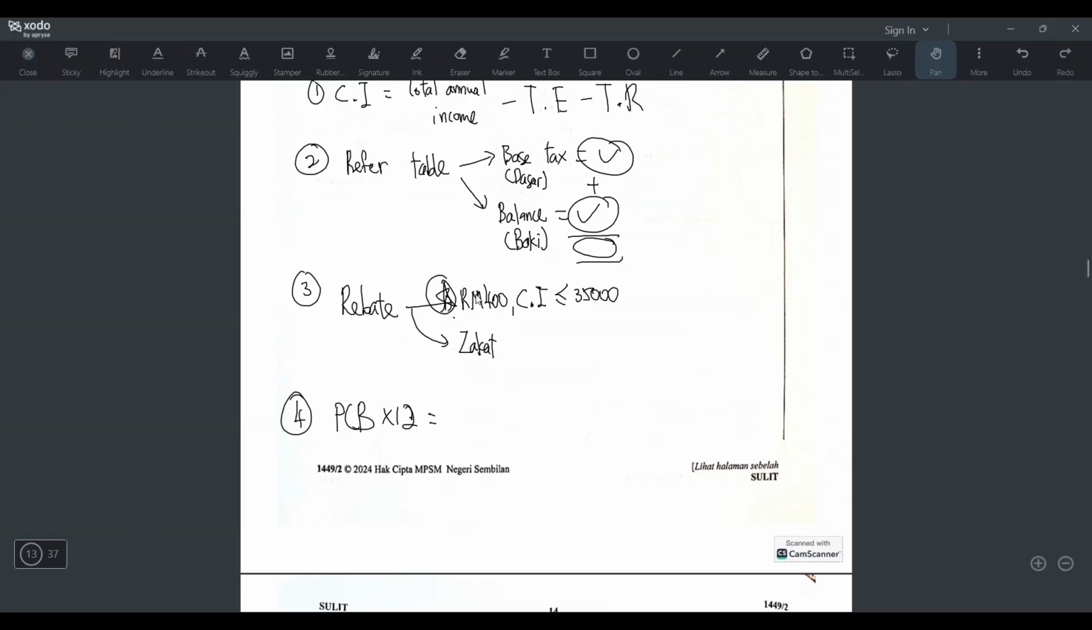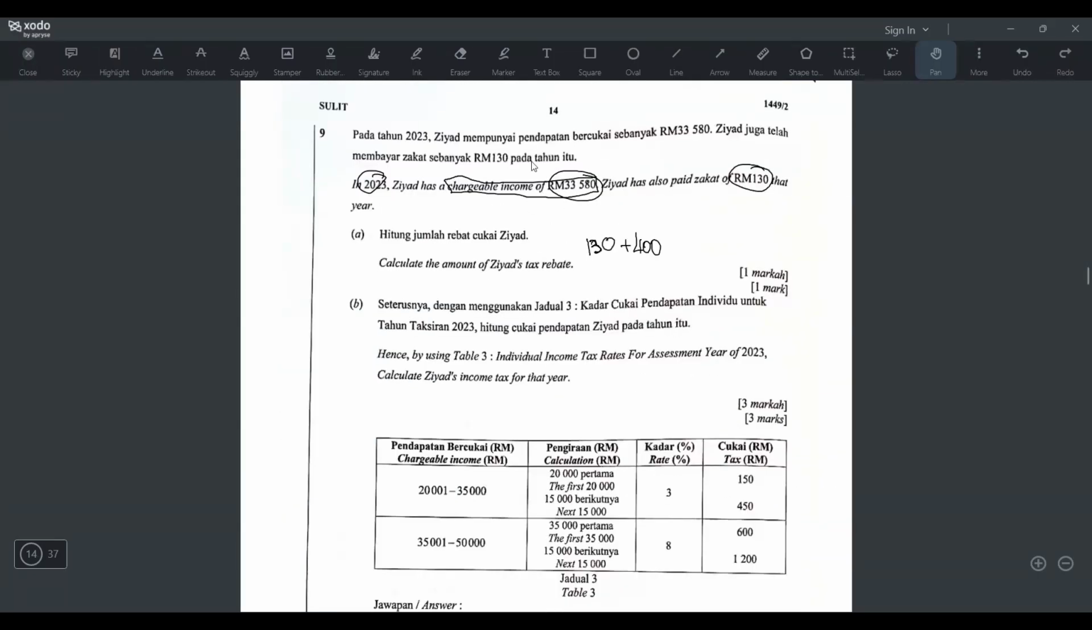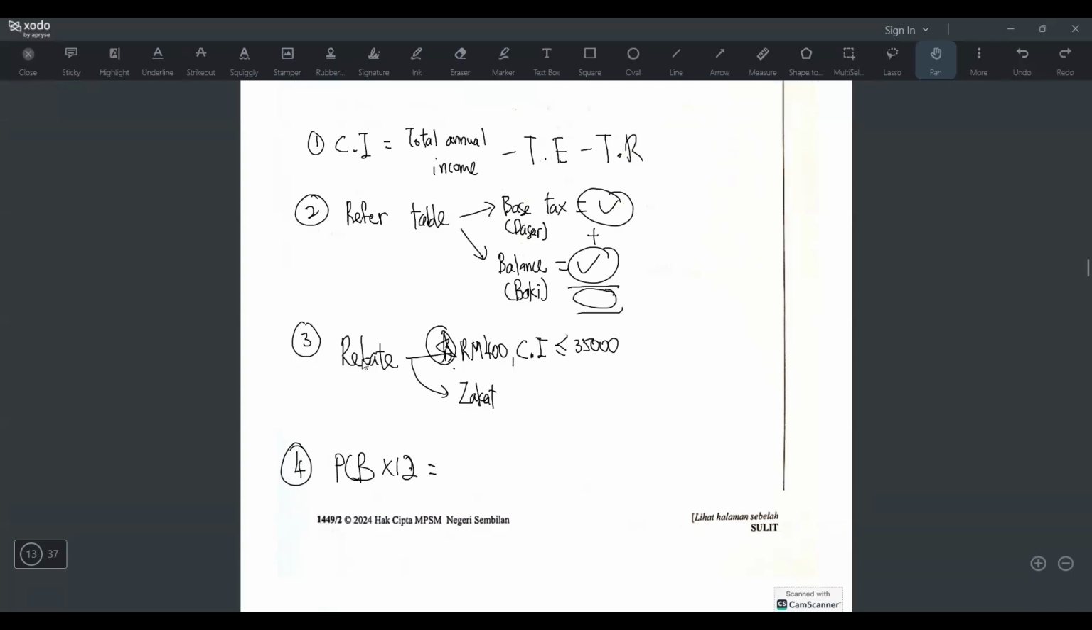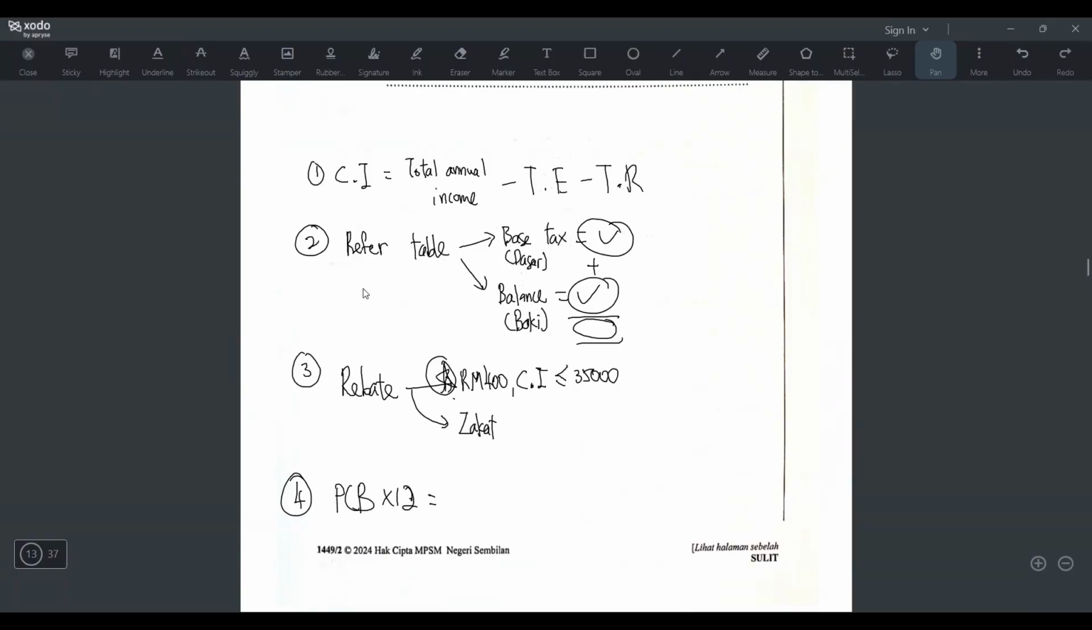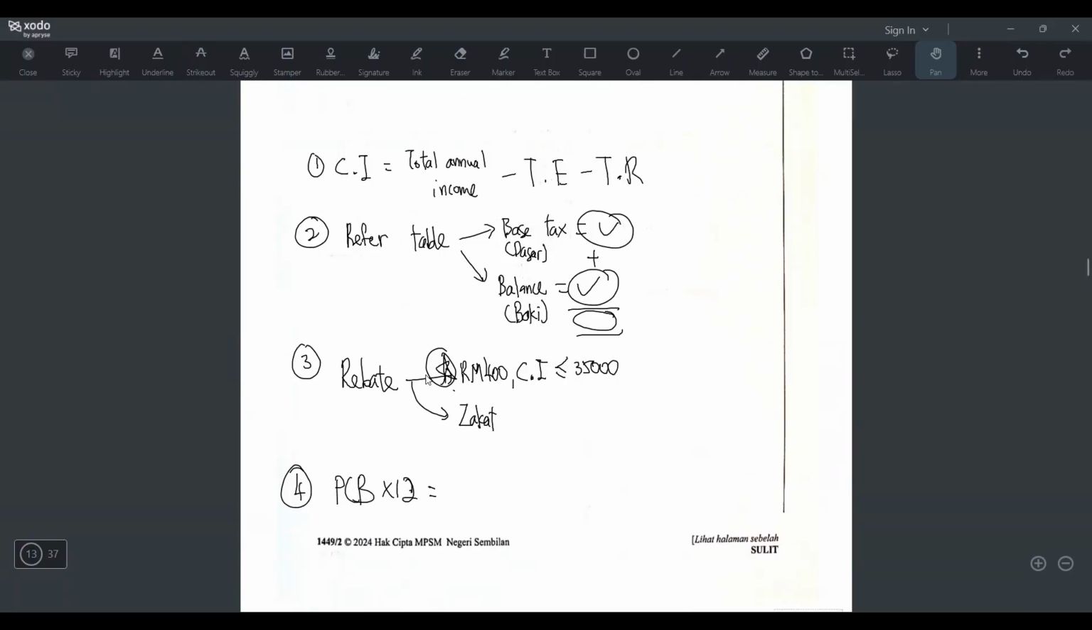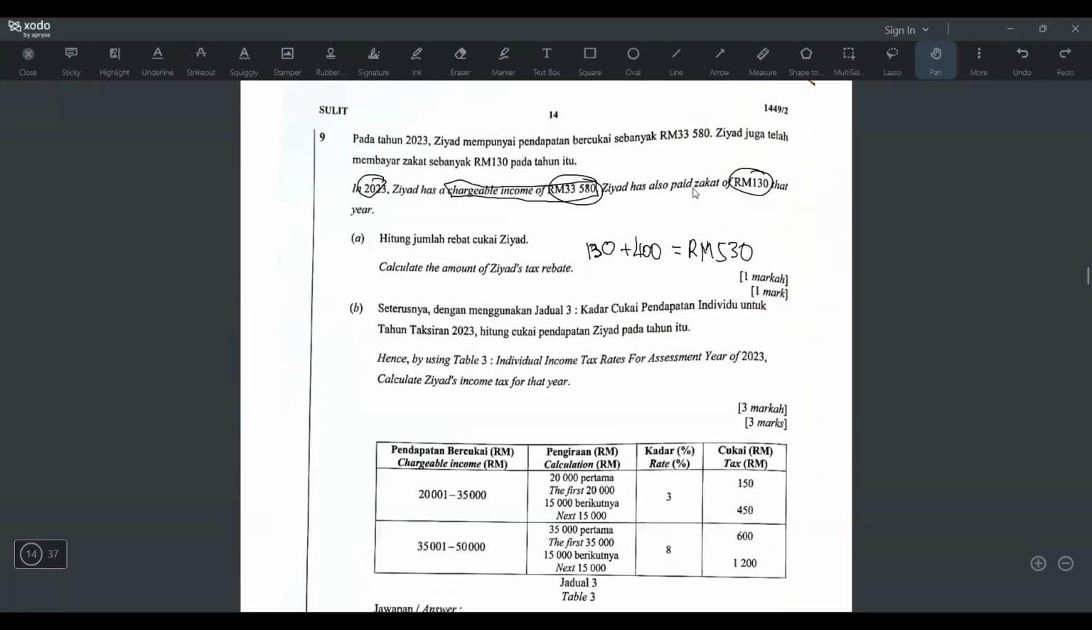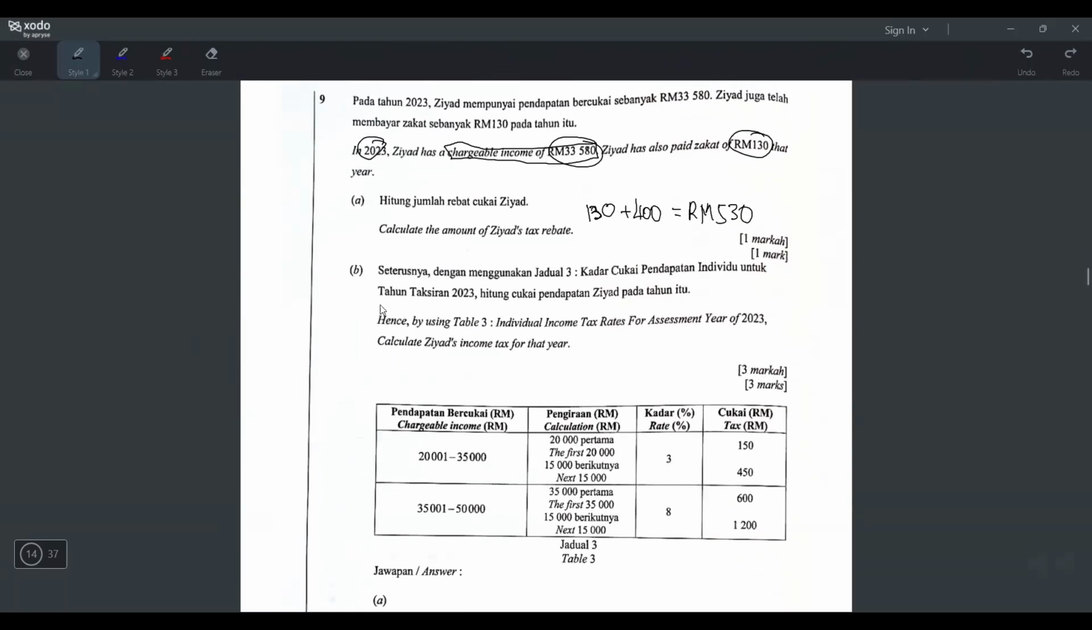But the 400 rebate only applies when your chargeable income tak melebihi, does not exceed 35,000. So your chargeable income now is kurang daripada 35,000. That's why you have 400 rebate. And the total rebate here is RM 530, right? It means when I do until step number 3, I have to minus 530, okay? If I want to calculate income tax lah, after I do step 1, step 2, at step number 3, I have to minus the 530. That's what it means, right? Okay, let's see what they want in B here. Okay, hence by using table 3, individual income tax rate for assessment, using this table, calculate Zian's income tax for that year.